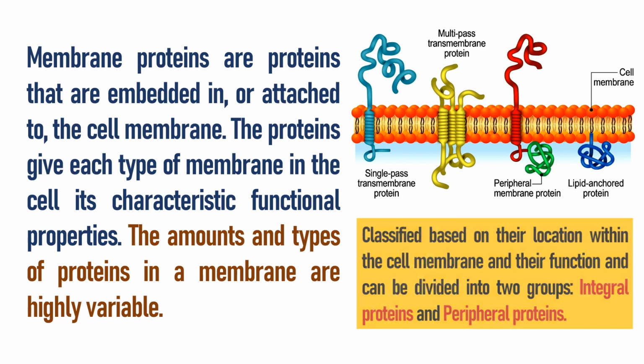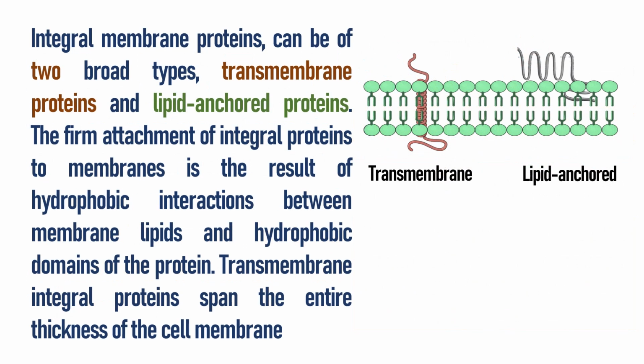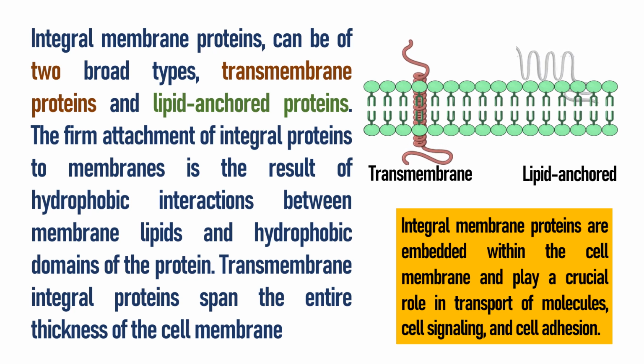The amounts and types of proteins in a membrane are highly variable. Integral membrane proteins can be of two broad types: transmembrane proteins and lipid-anchored proteins. The firm attachment of integral proteins to membranes is the result of hydrophobic interactions between membrane lipids and hydrophobic domains of the protein. Transmembrane integral proteins span the entire thickness of the cell membrane.